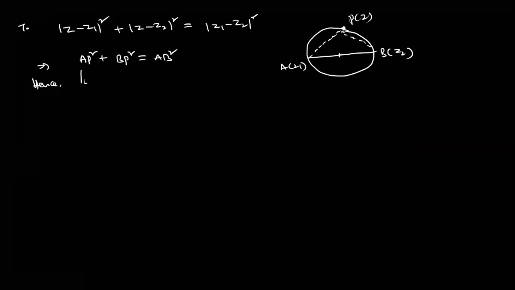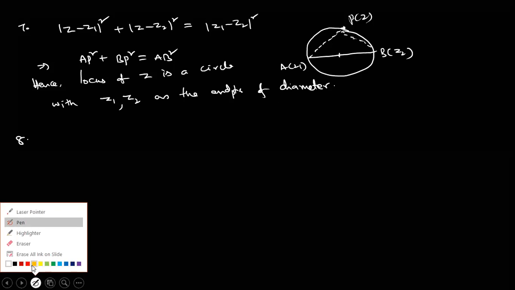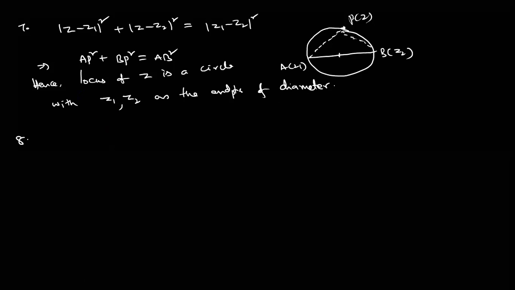Hence, locus of Z is a circle with Z1, Z2 as the end points of diameter. End points of the diameter, dear students. Now 8-1, dear students, these are triple star, 5-star, anything.